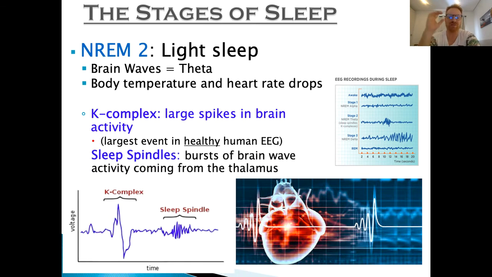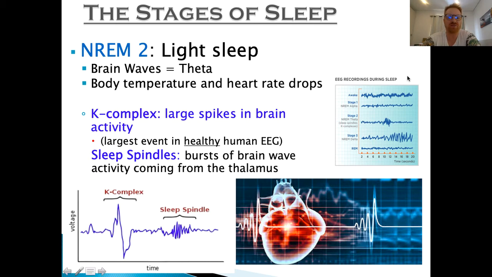But sleep spindles are another thing that happens during NREM2, and basically that's just a burst of brainwave activity. So instead of doing nice theta waves, they sort of start doing random activity, more similar to awake brain waves while they're in this NREM2 stage. But it seems to be activity that's coming from the thalamus that's doing that. So it could be the beginnings of a dream coming on, essentially.